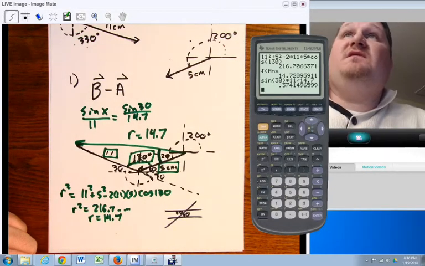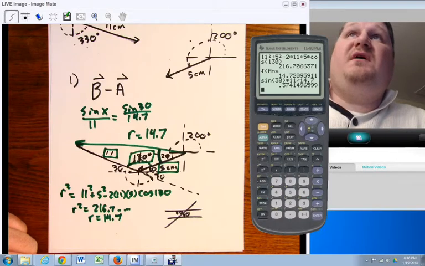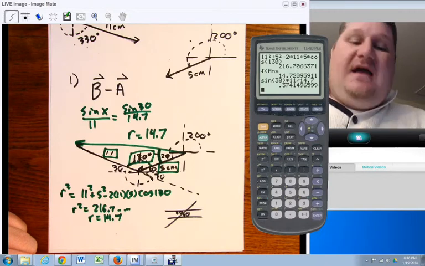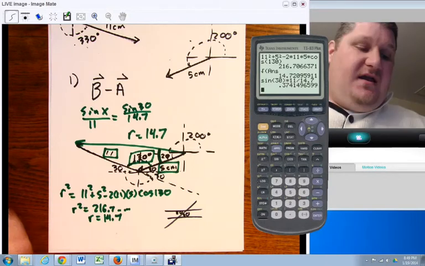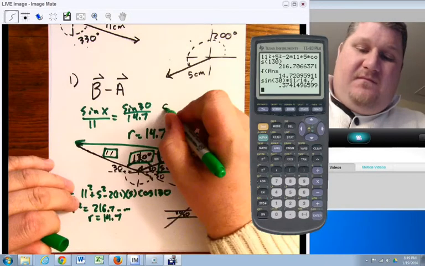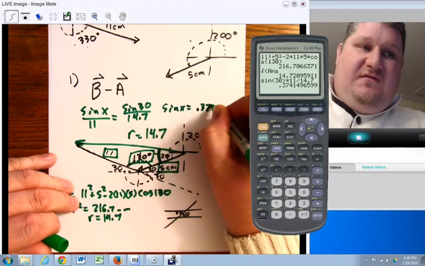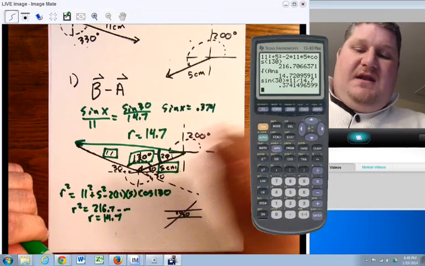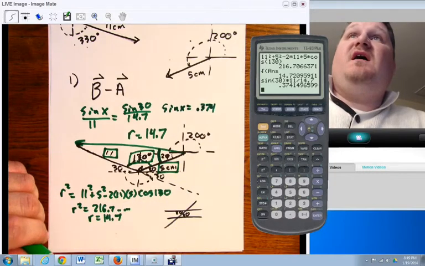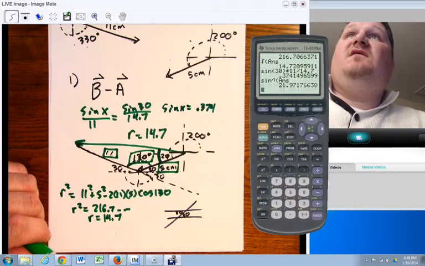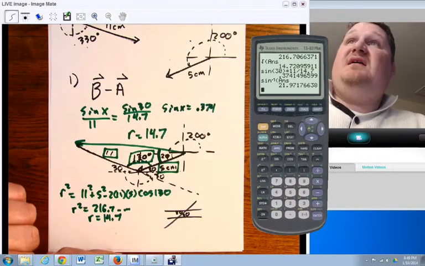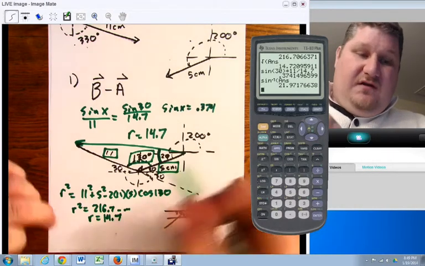Okay, using the law of sines, we come up with 0.374, etc. But again, don't forget that that's going to be the sine of x equals 0.374, meaning we need to take the inverse sine of both sides. So second, inverse sine, second, answer, enter. We get basically 22 degrees.